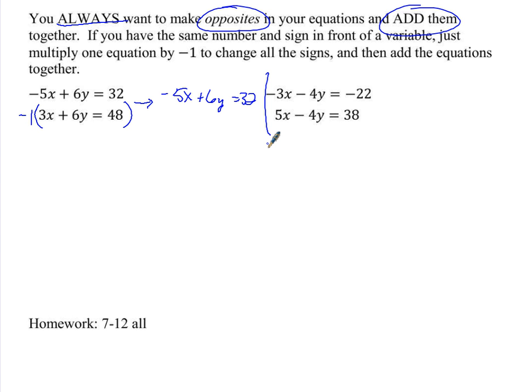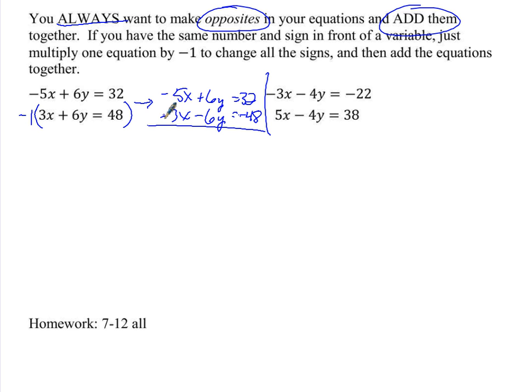But I did multiply the bottom equation by -1 to change all the signs. So I distribute the -1 into each one of those three terms. -1 times 3x is -3x. -1 times positive 6y is -6y. And then I also have to do across the equal sign because the whole equation has to get multiplied by -1. -1 times 48 is equals -48. Now do I have opposites so that when I add, something disappears? Yes. So now I can draw my line and add these two equations together.